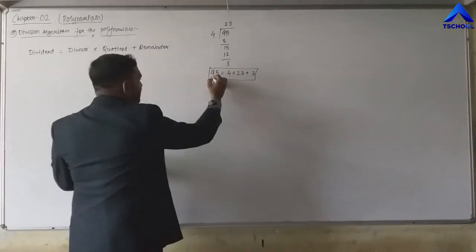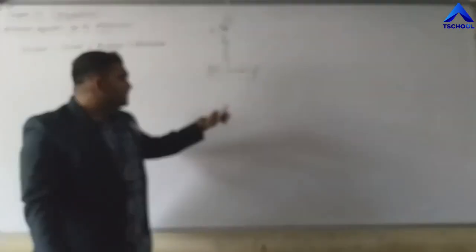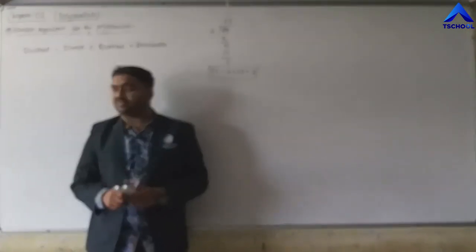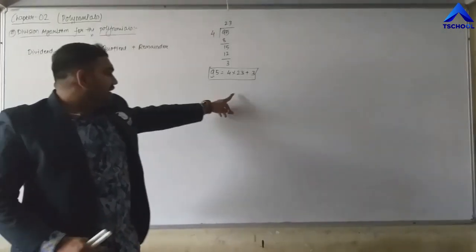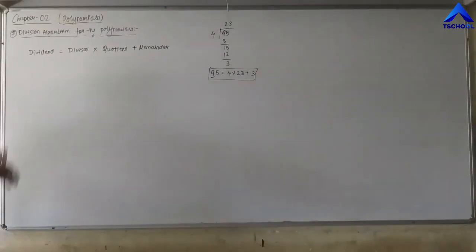Right? You can see what is 95 here? The number that is divided, that is dividend. What is 4 here? Divisor. That means the number by which we are dividing 95 is known as divisor. 23 is the quotient that we get here, and 3 is the remainder that is left out at the bottom. So again that same algorithm follows here, that what I have written.